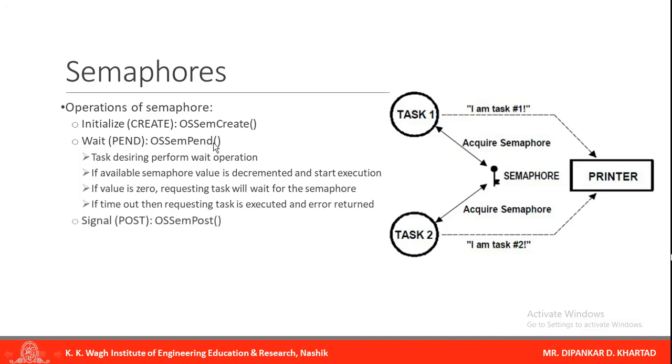And third one is OSSemPost. So the semaphore value is incremented, and if the requesting task has high priority, it will resume the execution.